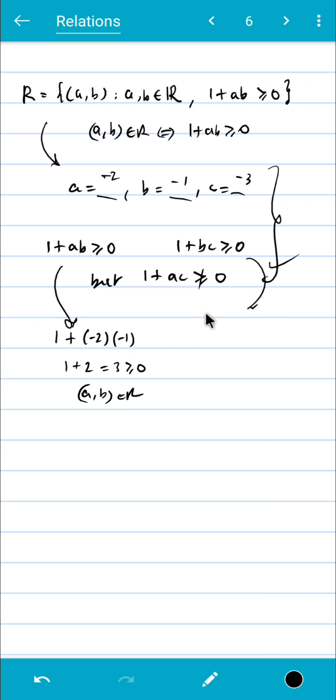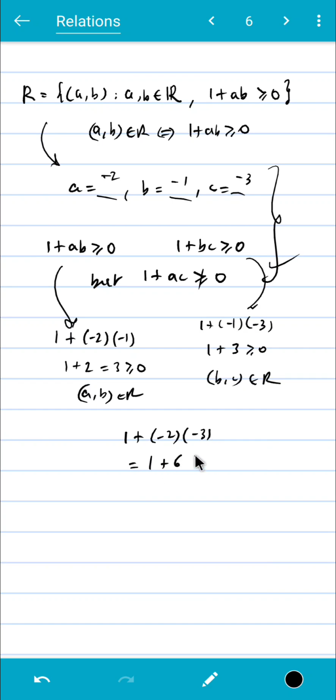Then do we have (b, c) belonging to R? So 1 plus bc, b is minus 1, c is minus 3, so 1 plus 3 is 4. So we do have (b, c) also belonging to R. Now do we have (a, c) belonging to R? So 1 plus ac, a is minus 2, c is minus 3, this is 1 plus 6, 7. So this also, (a, c) belongs to R.